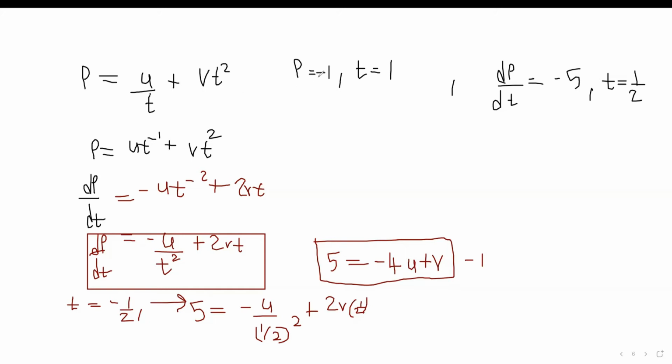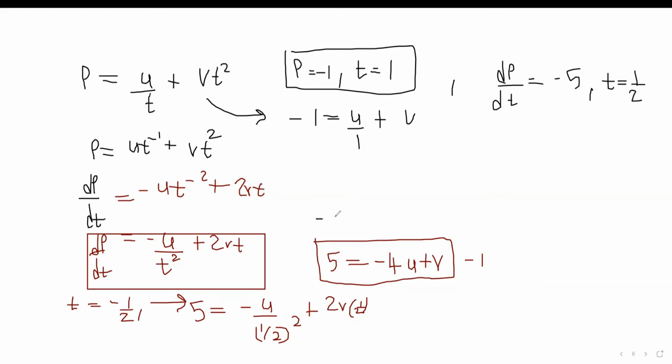Now from the original equation, when P equals -1, T equals 1. So we'll plug it in there. When P is -1, that's going to be equal to U over T, so that's U over 1, plus V T squared, that's V times 1 squared. 1 squared is 1, and 1 times V is just V. So you end up with the next equation: minus 1 is equal to U plus V.